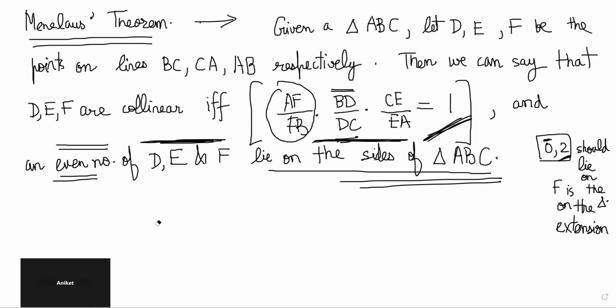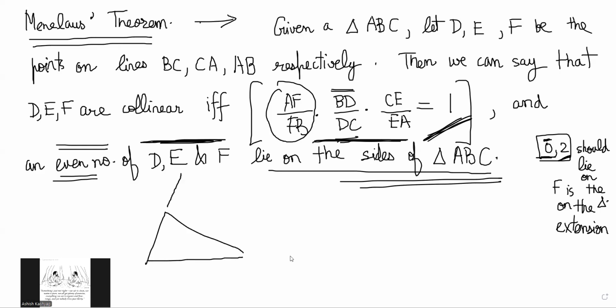It is possible that all three are on the extension and you still get collinearity, meaning zero are lying on the triangle. All three could be on the extensions. If you draw it and see it, you can possibly construct a situation like that. Like there is a point here, there's a point here, there's a point here, right? You can imagine.